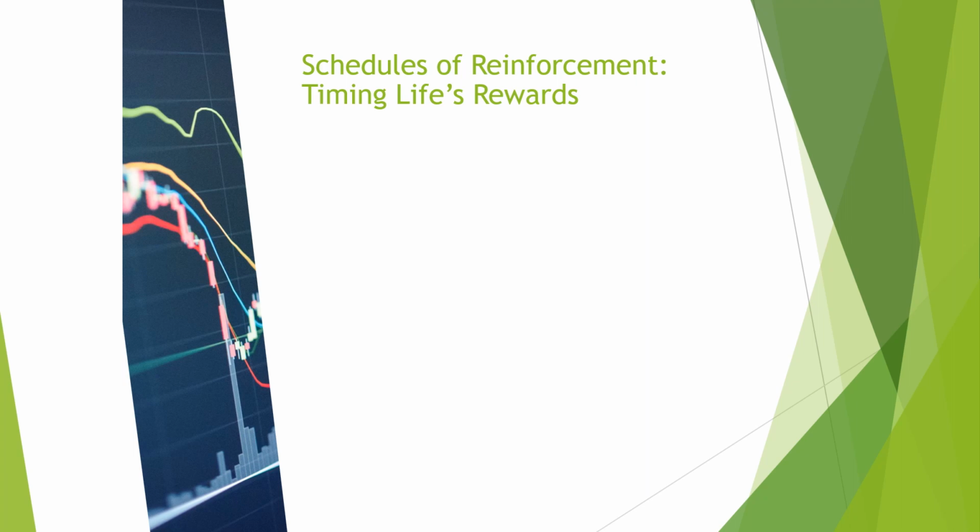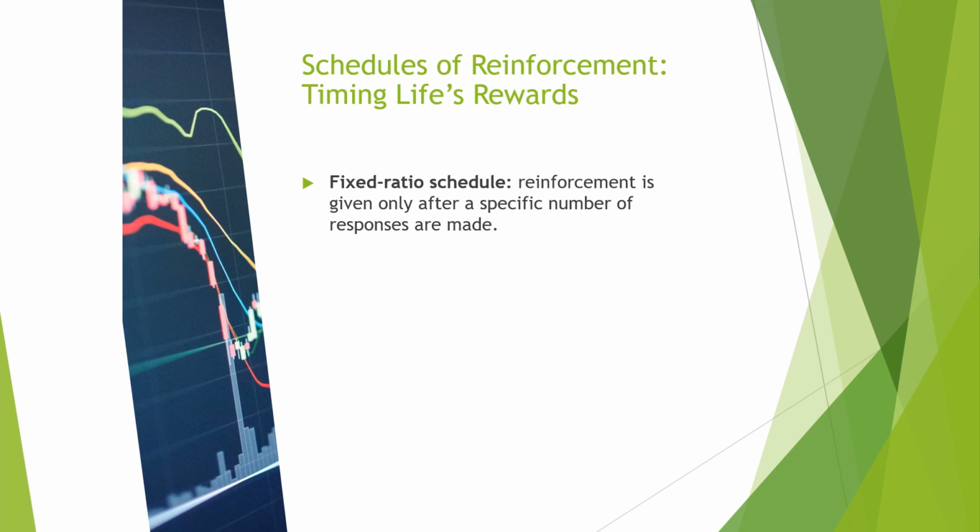Okay? Fixed means exact every single time. Variable means that it varies. It's based on an average. Ratio means that you're talking about responses, and interval means that you're talking about time. If you know those 4 things, you should have no trouble with the schedules of reinforcement. So let's start talking about them. The first one is a fixed ratio schedule. The reinforcement is given only after a specific number of responses are made. Remember, it's exact, it's specific.